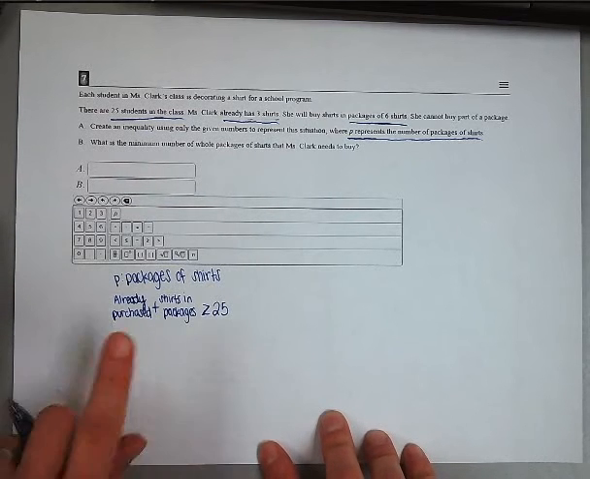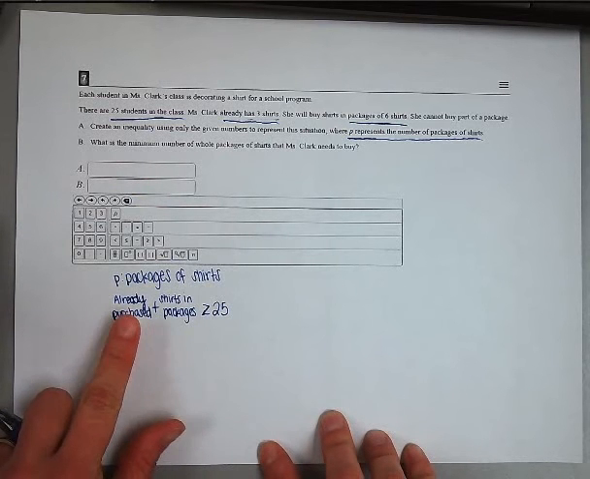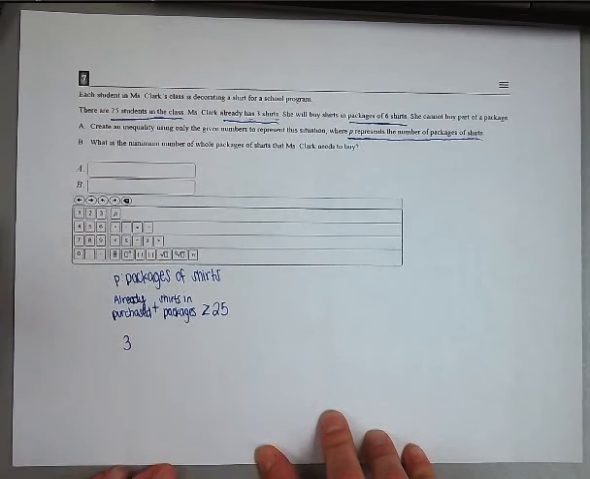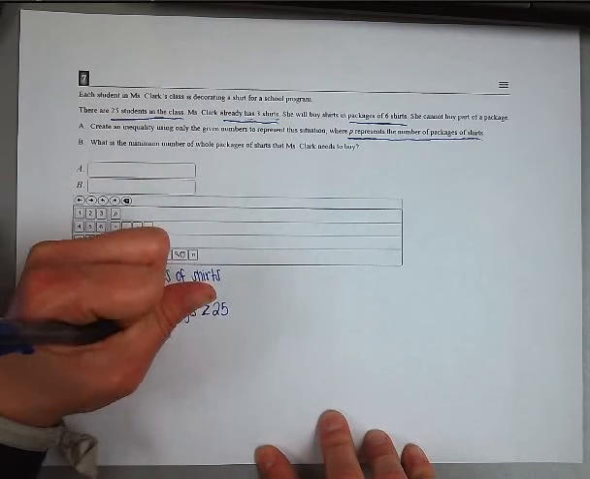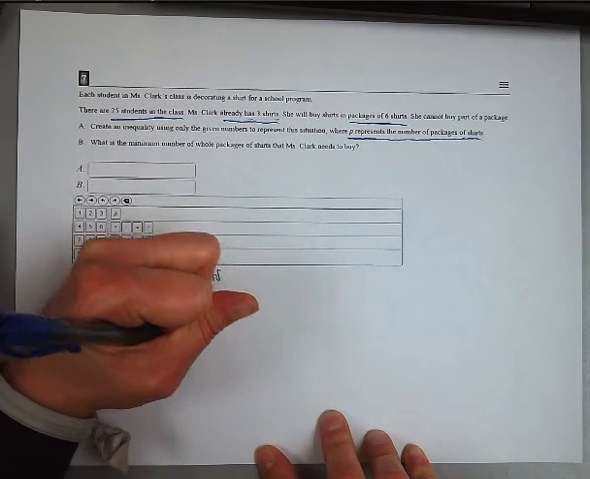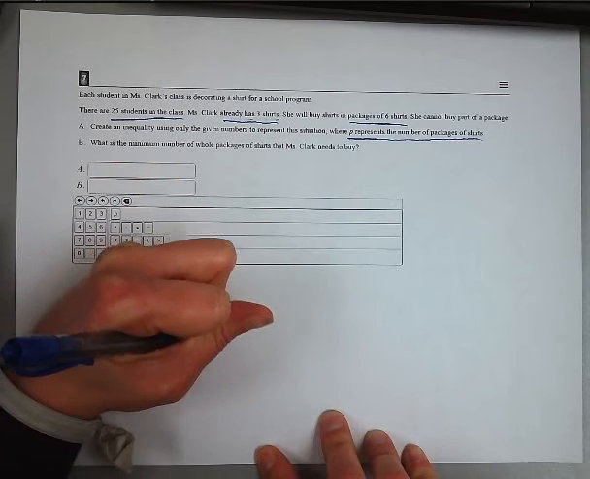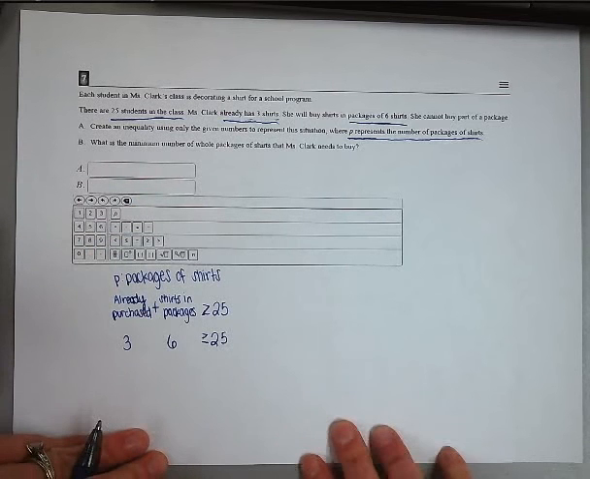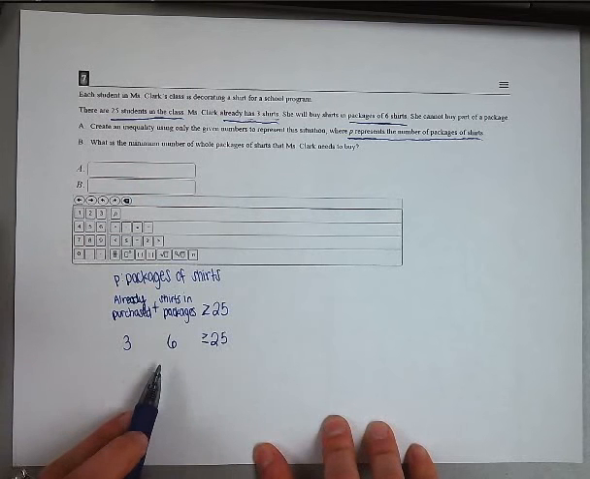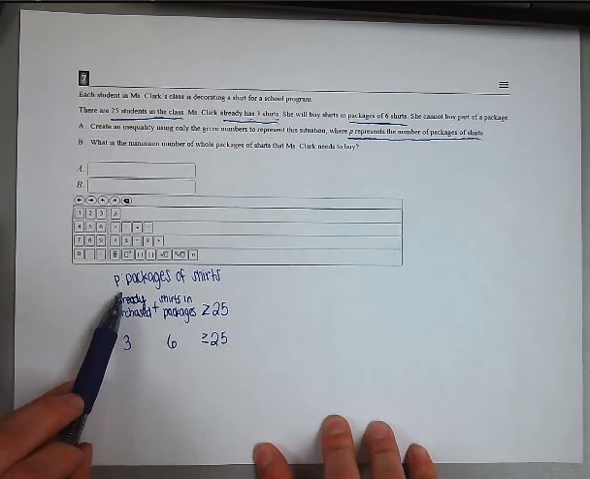Now we know that we already have 3 shirts purchased. We know that shirts come in packages of 6. And we know that our total is going to be greater than or equal to 25. Now take a minute and think about it. Which of our 2 numbers, 3 or 6, is P going to go next to?